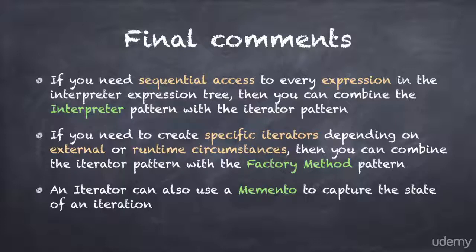If you need to create specific iterators, depending on external or runtime circumstances, then you can combine the iterator pattern with the factory method pattern to create the correct type of iterator in the GetEnumerator method. You can also use the memento pattern in combination with the iterator pattern. An iterator can use a memento to capture the state of an iteration. The iterator stores the memento internally.